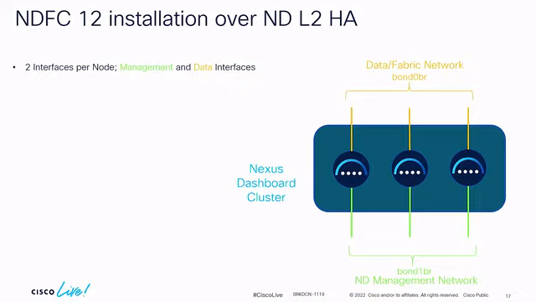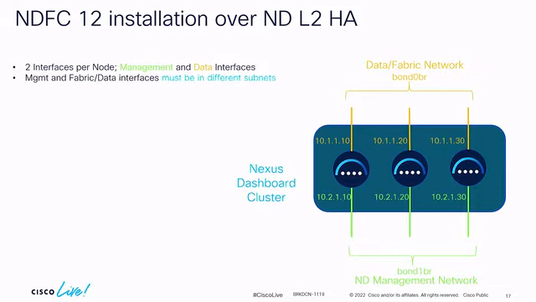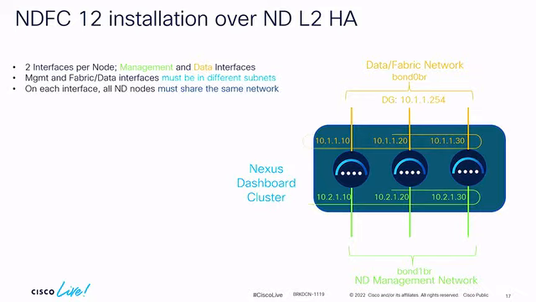That inter-app communication, like Kafka messaging, internal API calls, everything happens over the data interface. Next, of course, the fabric and the management. Fabric or the data, they are interchangeable words. So management and the fabric interface must be part of different subnets. On each interface, all the NXOS dashboard nodes will share the same network, right? This gives you the layer 2 HA functionality.